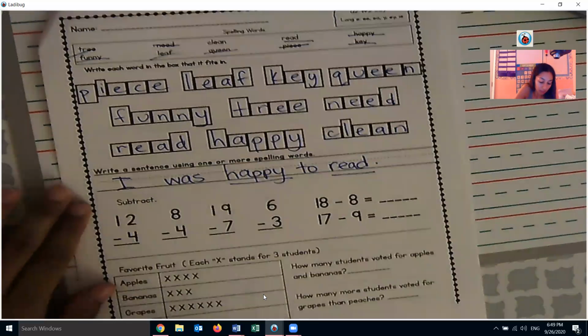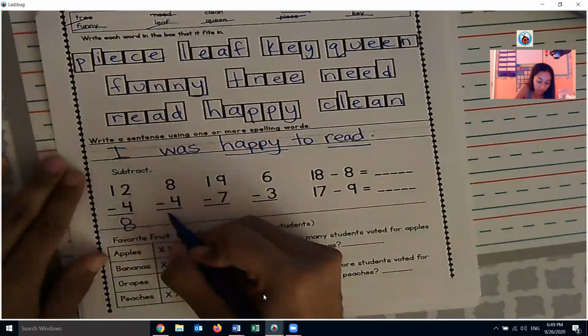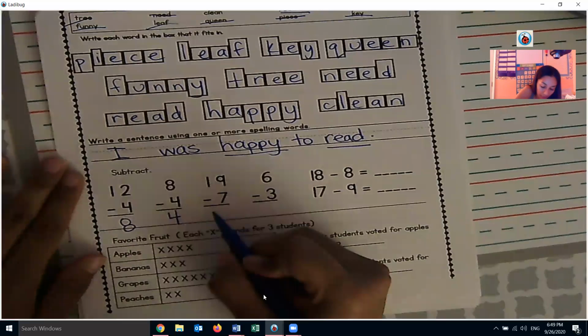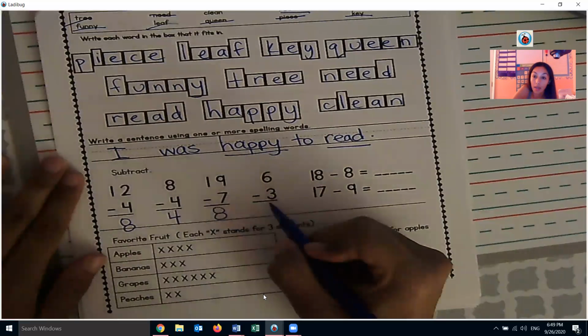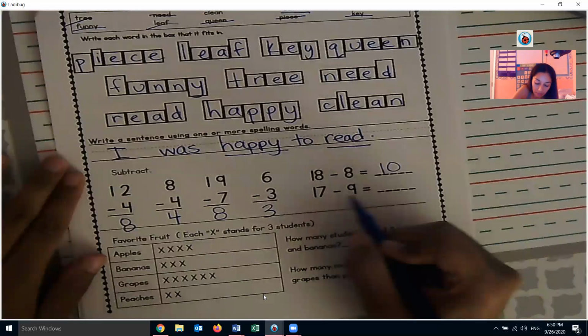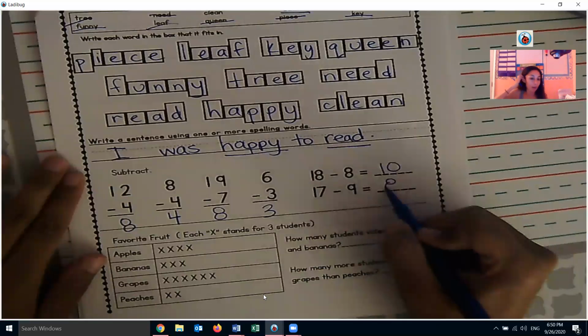12 minus 4 is 8. 8 minus 4, that's a double, 4. 19 minus 7 is 8. 6 minus 3, another double, 3. 18 minus 8, 10. And 17 minus 9 is 8.